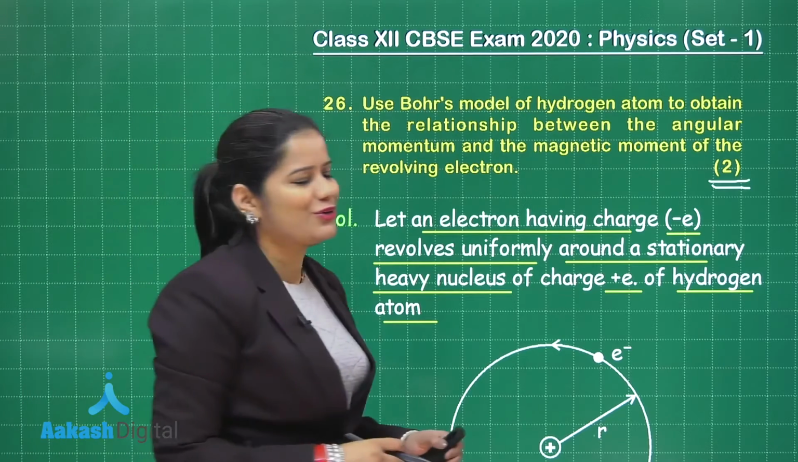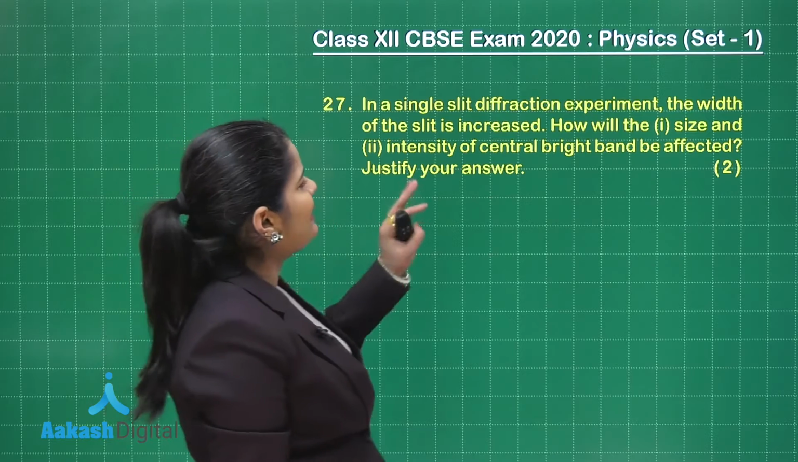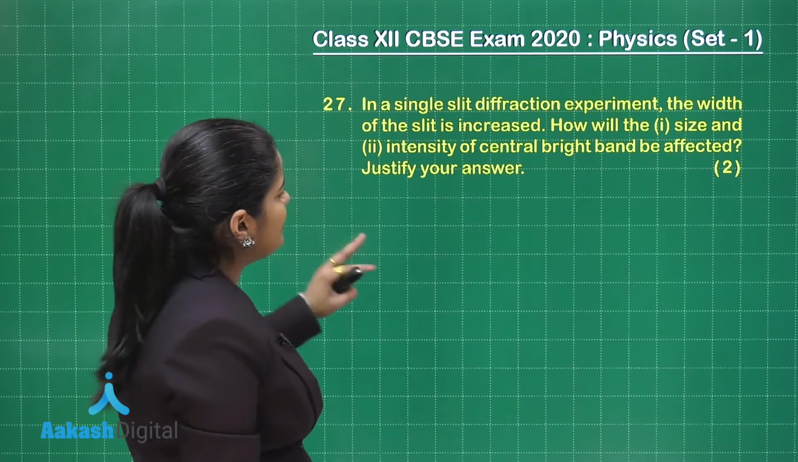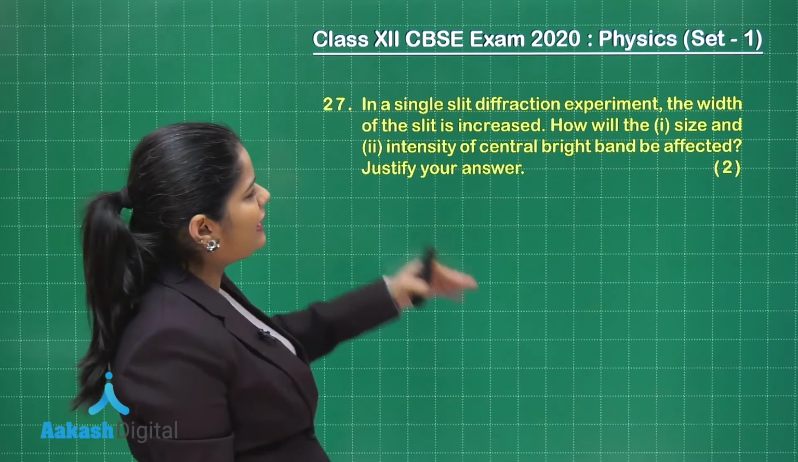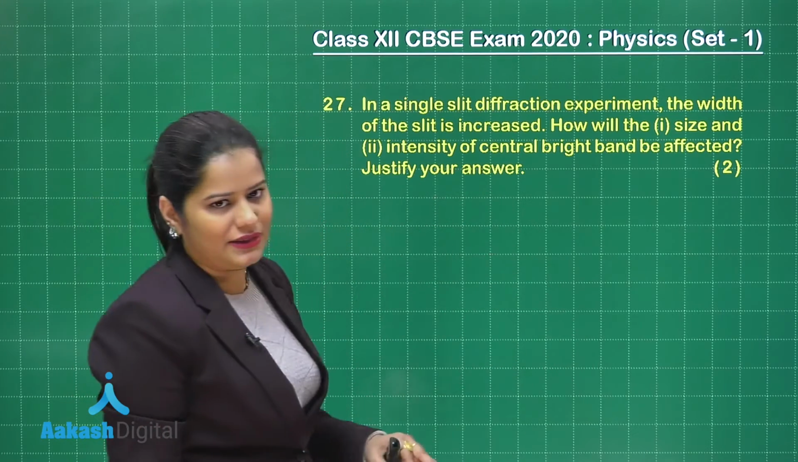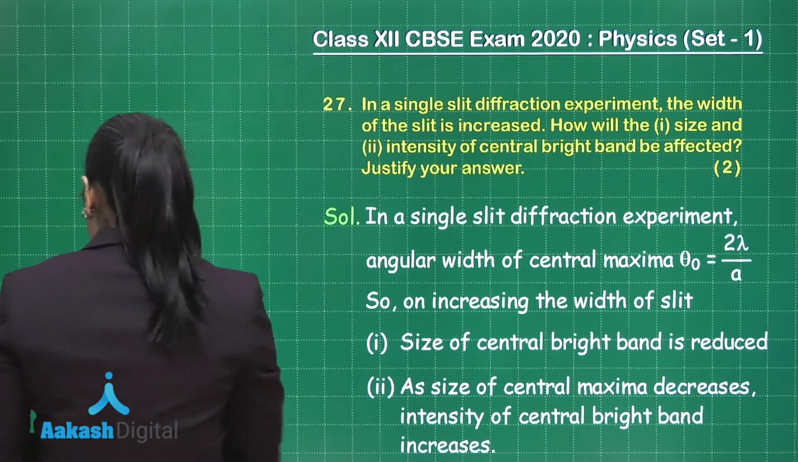Now let's have a look at the solution for question number 27. This says, in a single slit diffraction experiment, the width of the slit is increased. How will the size and the intensity of the central bright band be affected? We need to justify our answer. So let's have a look at the solution.